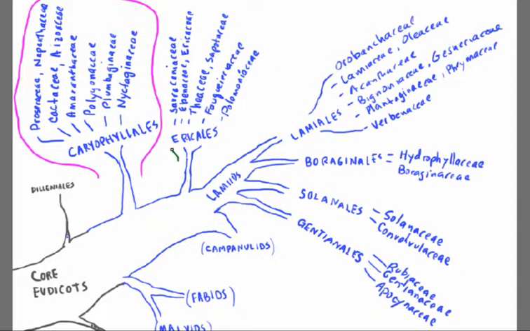And that takes care of our second basal order, the Ericales. Now the remainder of the asterids are divided between the Lamiid group, or the Asterid 1 clade, and the campanulid group, or the Asterid 2 clade. We're going to be talking about 4 of the Lamiid orders: the Gentianales, the Solanales, the Boraginales, and the Lamiales.